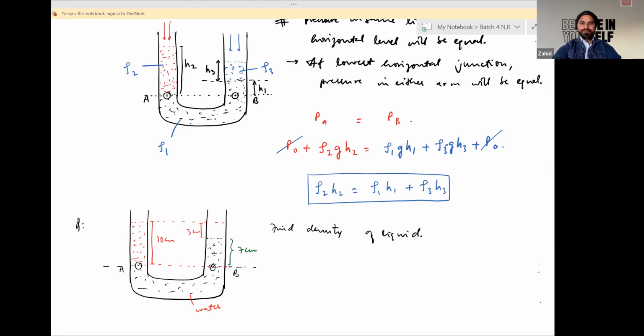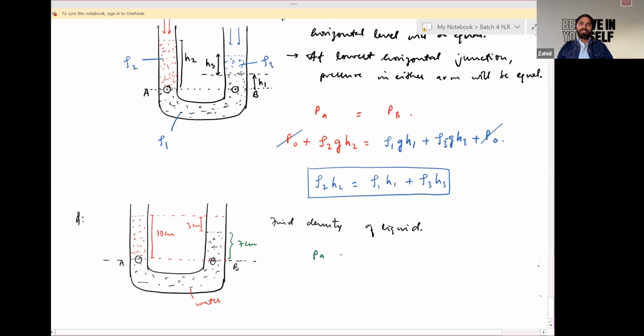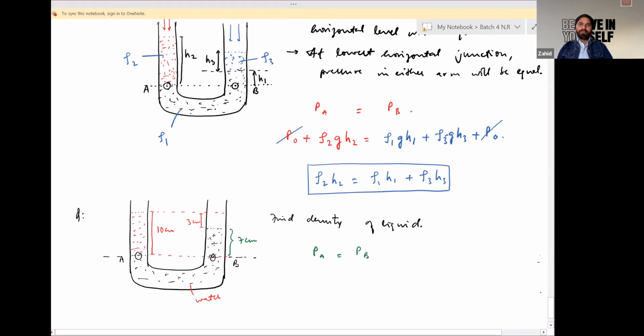Yes, Sham. Pressure at point A must be equal to pressure at point B. At point A, there is this liquid and above it is air. So P naught plus rho g h, where the column of liquid is 10 centimeter divided by 100, equals, at point B, atmospheric pressure plus density of water, gravity, and column of water, which is just 7 centimeter. Just solve it to find rho.